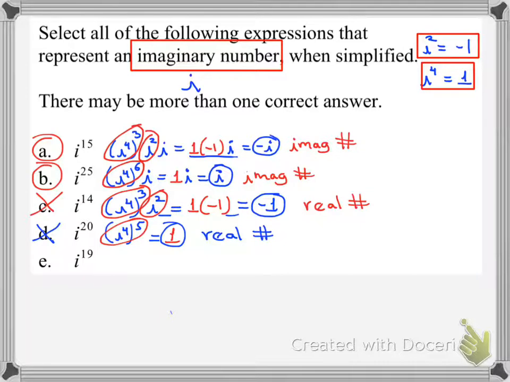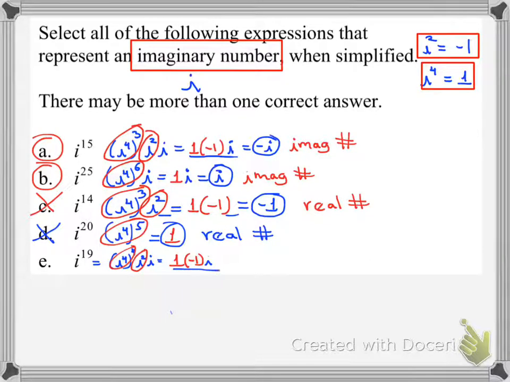For letter E, let's go through the same process. How many i to the fourth do we have in 19? We have 4. 4 times 4 is 16. So how many are left? We have 3 left. So we're going to separate them as i squared and then an i. We know that i to the fourth is equal to 1. We know that i squared is equal to negative 1. And then I still have an i by itself.